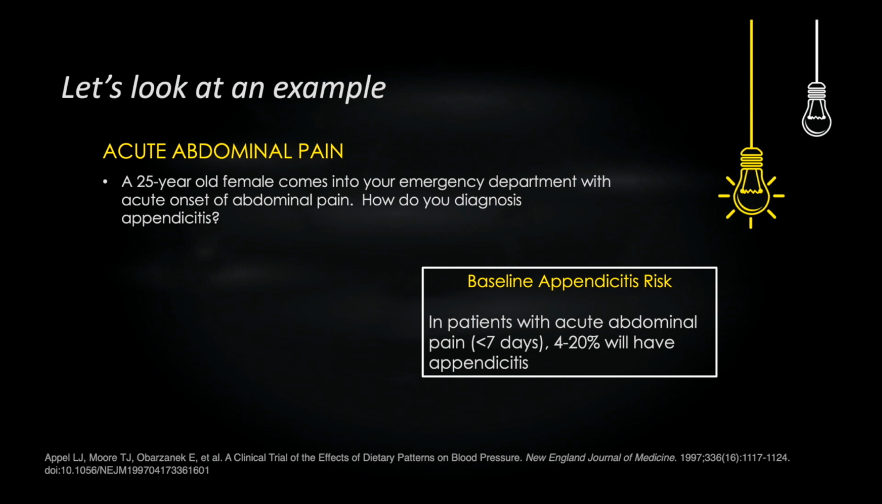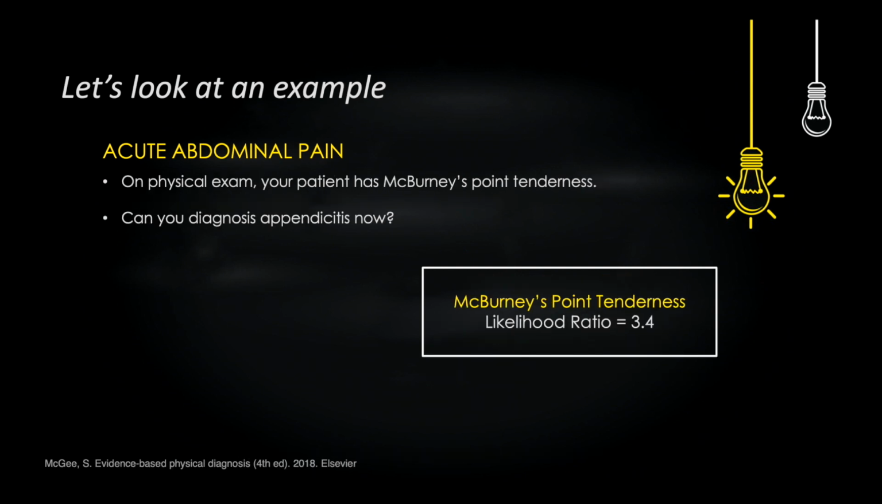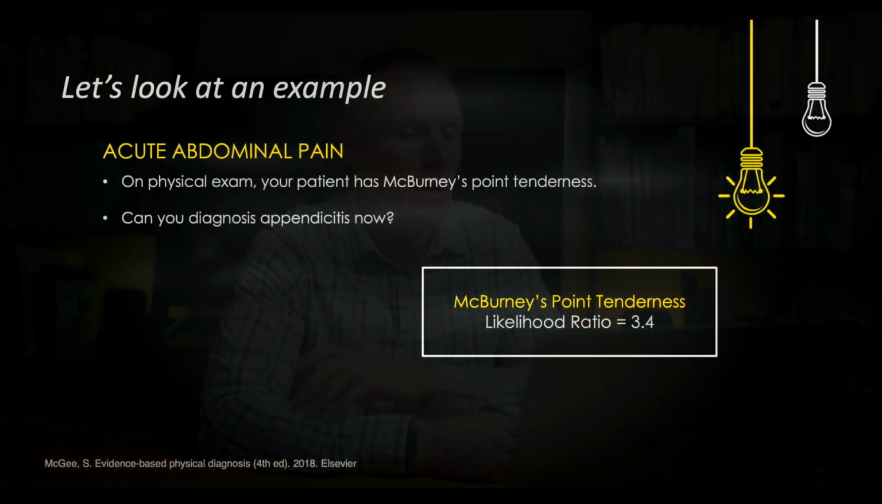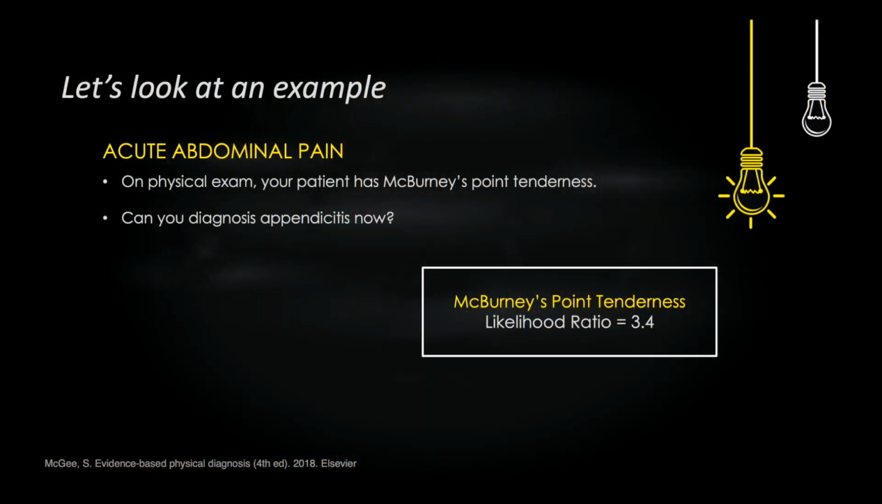So what do you do next? On physical exam, your patient has McBurney's point tenderness. Now, McBurney's point tenderness is in the lower right-hand quadrant of your abdominal region, and that's basically where the appendix is located in most individuals. So does that help you rule in the diagnosis? Well, we know that McBurney's point tenderness has a likelihood ratio of 3.4.